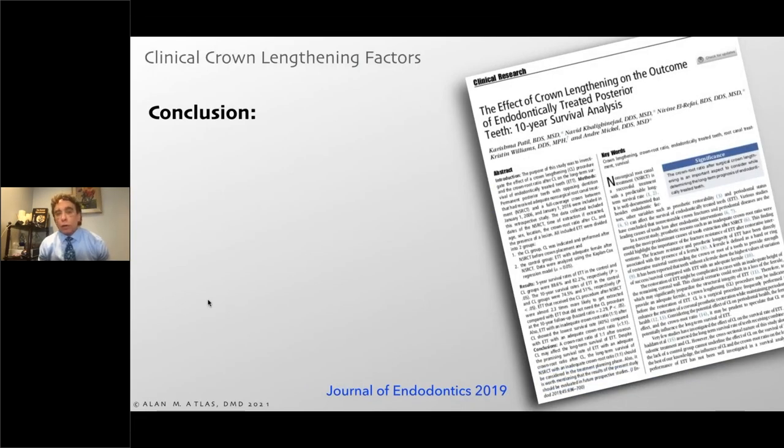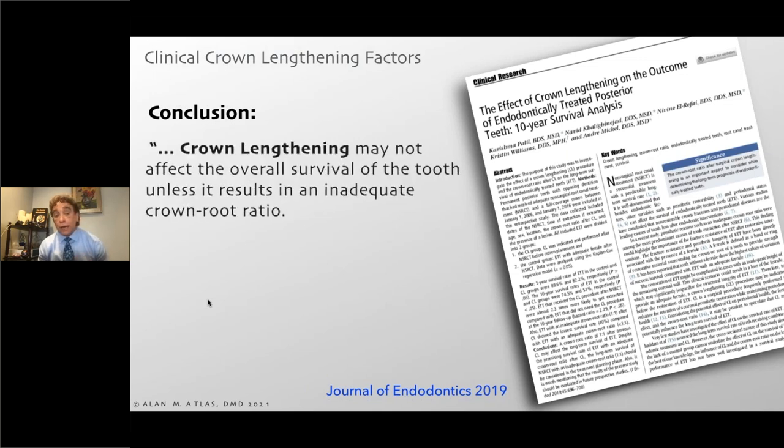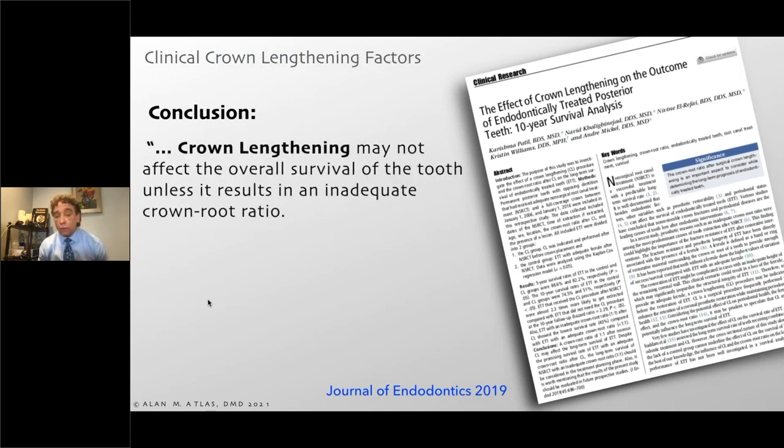So when we look at crown lengthening factors, actually this is going to be a big part of it, a lot of people don't really like to use crown lengthening around any posterior teeth. But we find this study looked at a 10-year survival around treated molars. And what they found is that crown lengthening may not actually affect the overall survival of these teeth unless there's an inadequate crown to root ratio. So what we want to try to do is preserve that crown root ratio when we're doing crown lengthening.